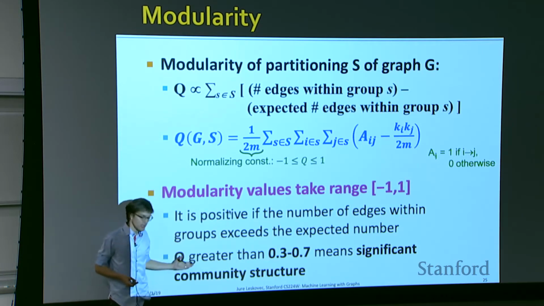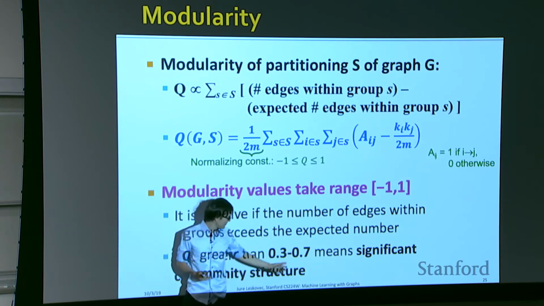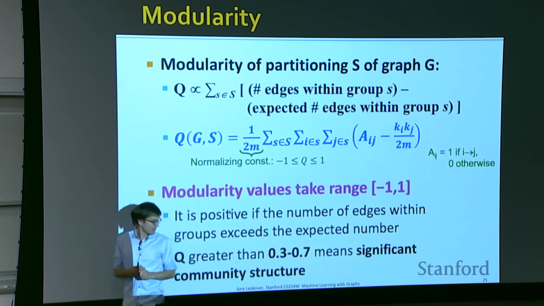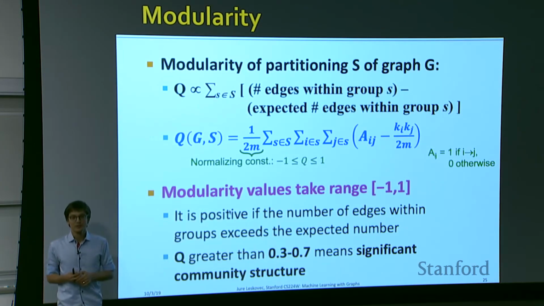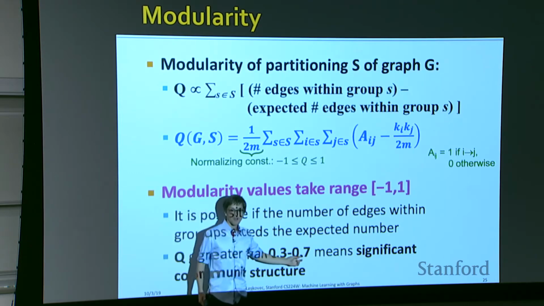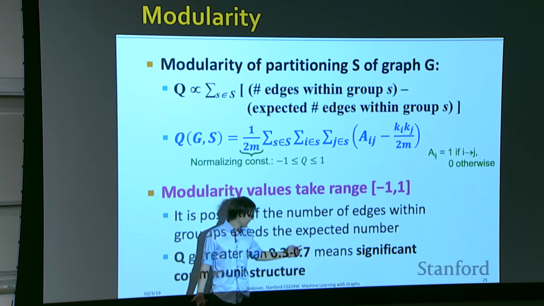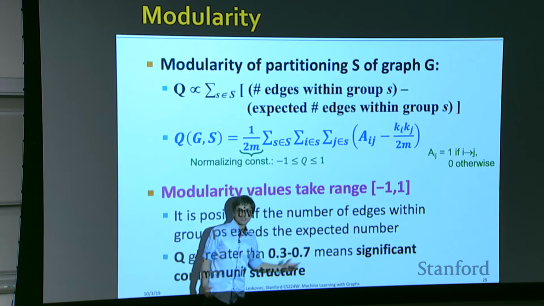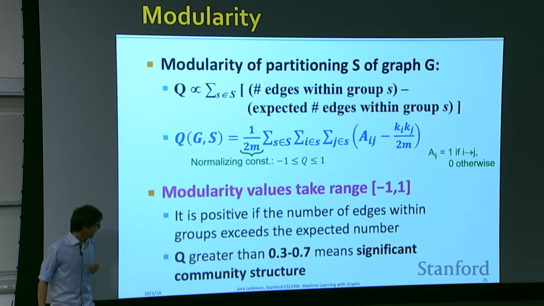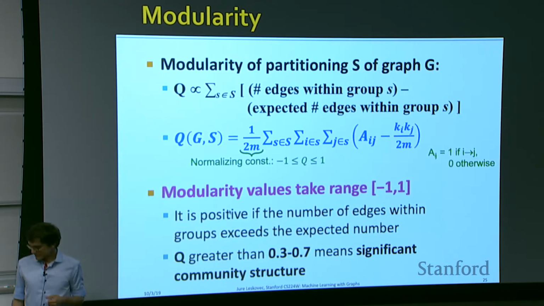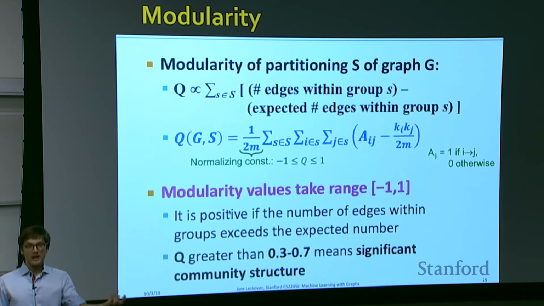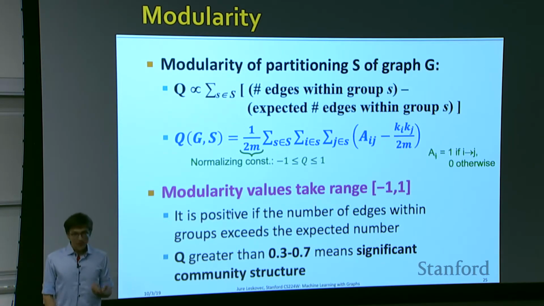What people usually say is if your modularity is between 0.3 and 0.7, then you have significant community structure. Of course, if it's 0.95, it's even better. But in practice, these are the ranges of values that people have seen. Now, your question also is, what happens on the negative side? What if it's negative?